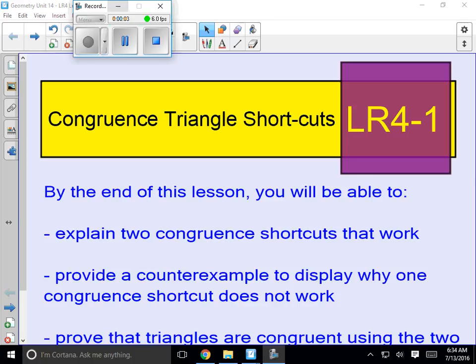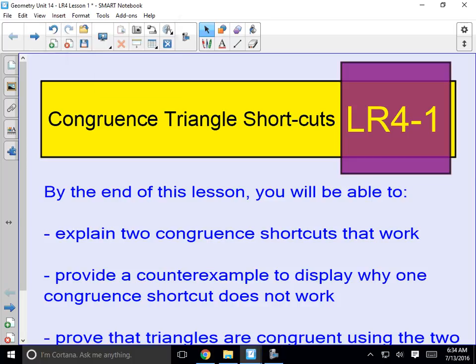Hello, and welcome to today's lesson where we are going to look at congruence shortcuts for triangles.